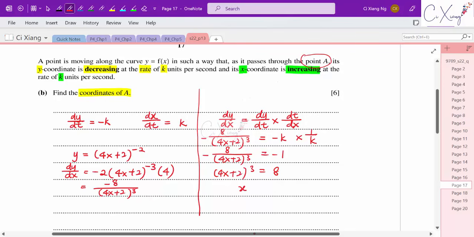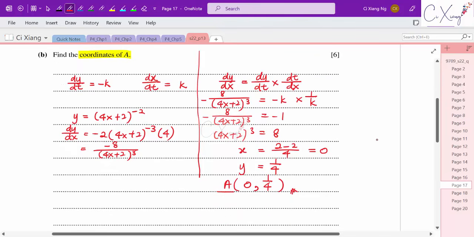Okay, so if I try to continue and get the value for x, I will have 2 minus 2, then divided by 4, and I get the value of x, which is 0. And after I get the value for x, which is equal to 0, I will substitute x equals 0 into my y equation. When I substitute into my y equation, basically I get 1 over 4. And this is the coordinate for the point A, that we are having the rate of change for the y and x, which is equal to negative k and also the k. So A is equal to (0, 1/4) for the y coordinate.